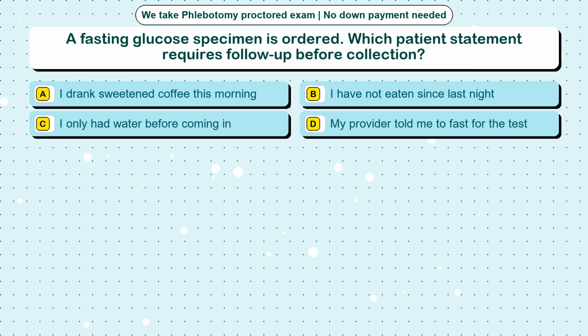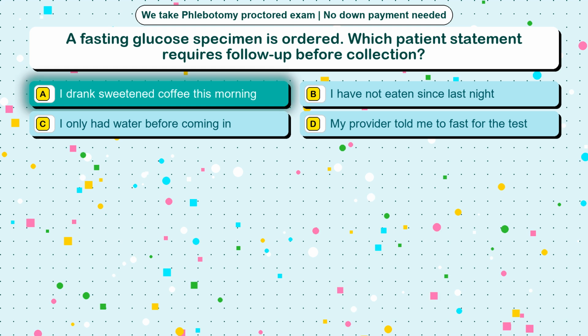Question 23. A fasting glucose specimen is ordered. Which patient statement requires follow-up before collection? Option A. I drank sweetened coffee this morning. Option B. I have not eaten since last night. Option C. I only had water before coming in. Option D. My provider told me to fast for the test.